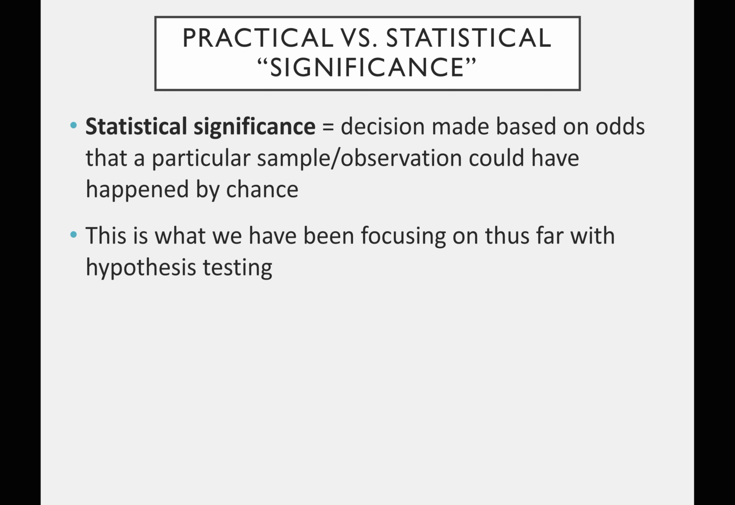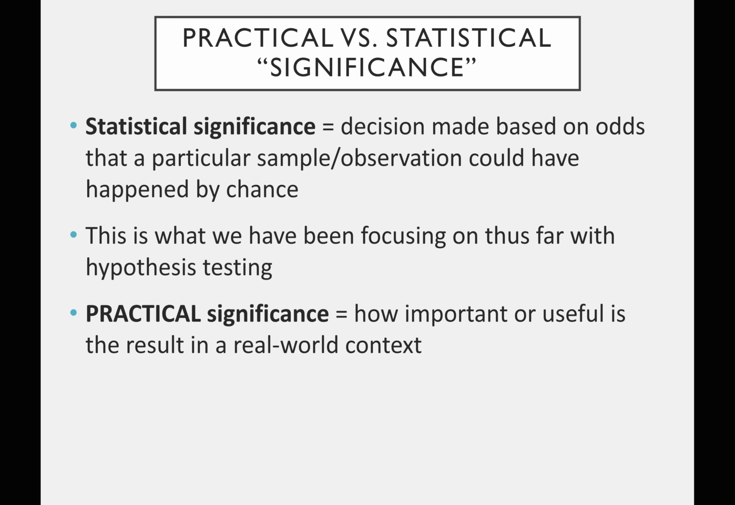This is what we've been using so far in this class. This is what we've been focusing on as far as hypothesis testing. When we reject the null, we say it's significant, statistically significant. When we don't reject it, we say it's not statistically significant. Now, that's different from being practically significant.